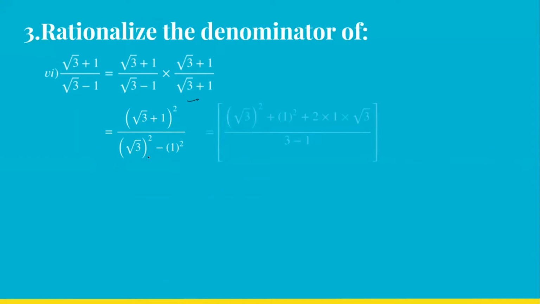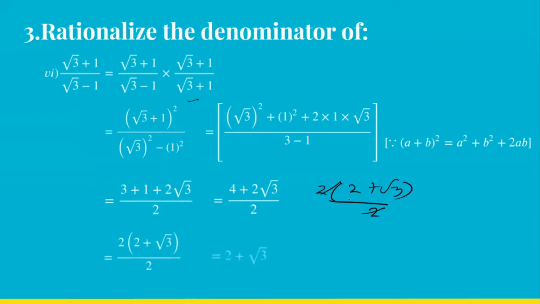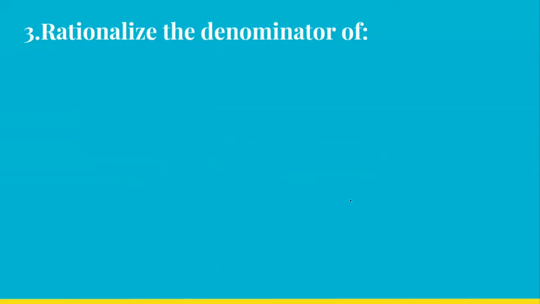Expand: a plus b the whole square is a square plus b square plus 2ab. So root 3 square is 3, 1, and 2 ones are 2 root 3 upon 2. So 3 plus 1 is 4. From here we can take 2 common: 2 into 2 plus root 3 upon 2. This 2 got cancelled. So this is how we get the final answer as 2 plus root 3.